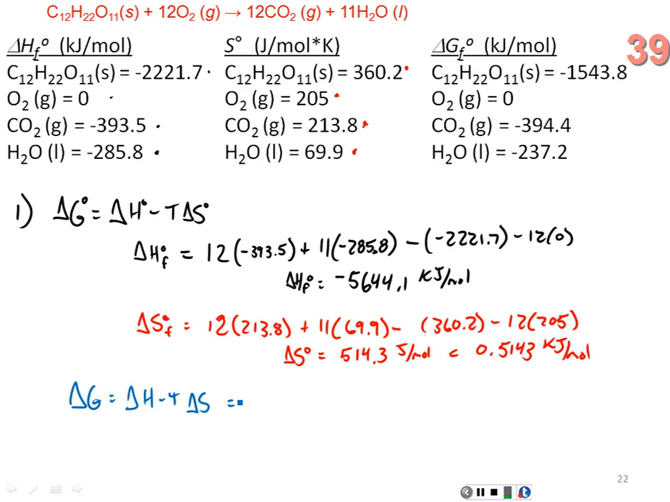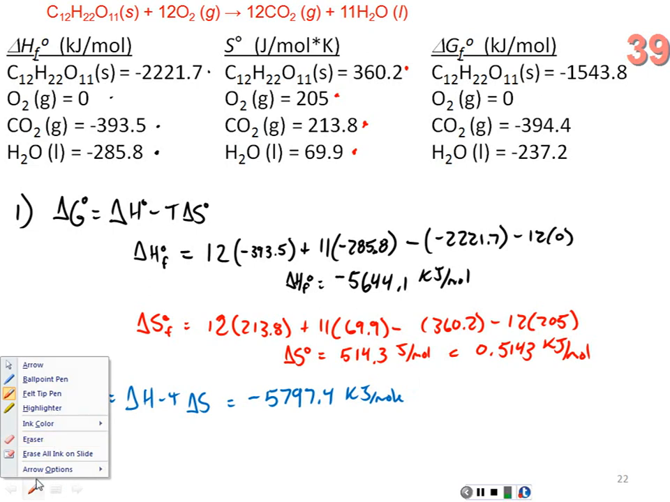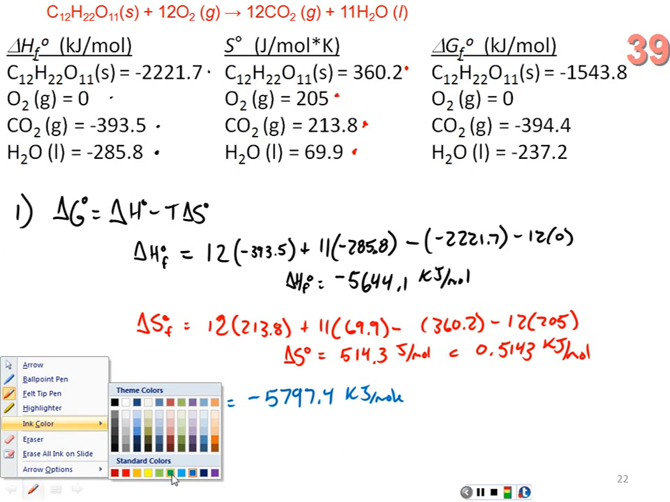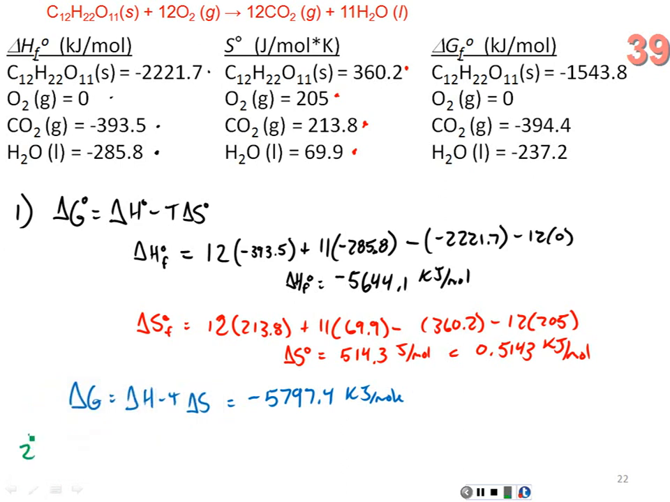And what we get is minus 5,797.4 kilojoules per mole. So let's try the second method. The second method would just be using the standard free energies of formation for the products and reactants.